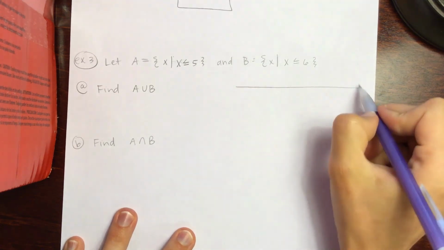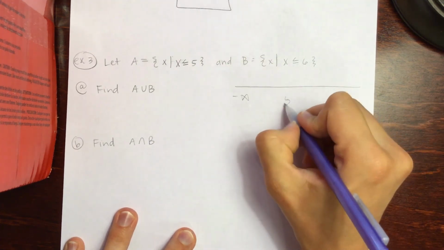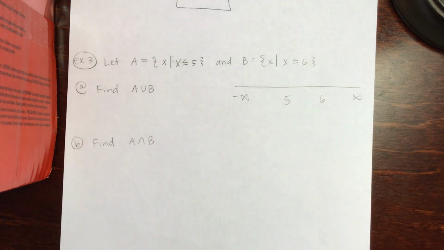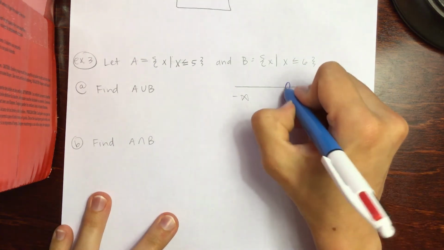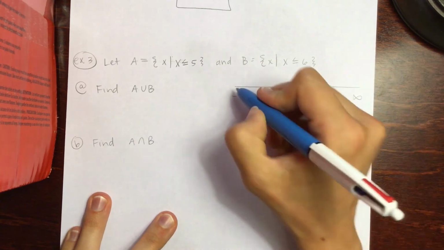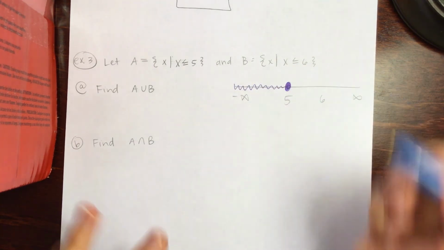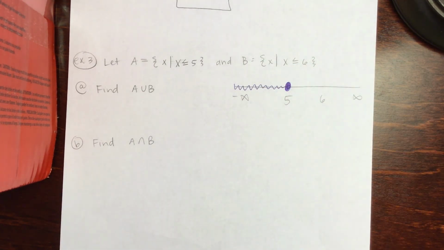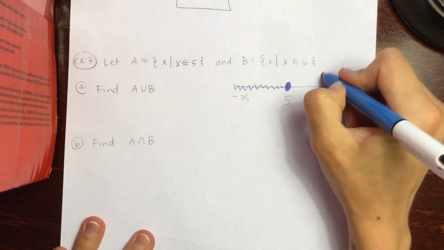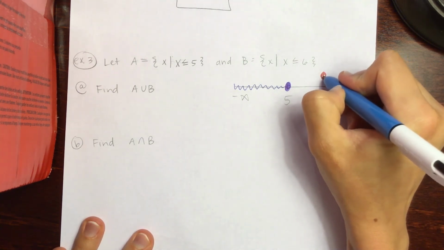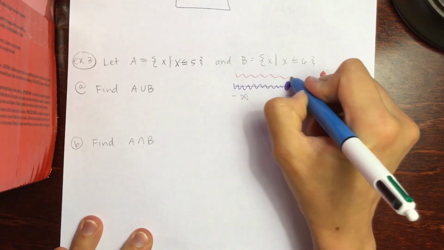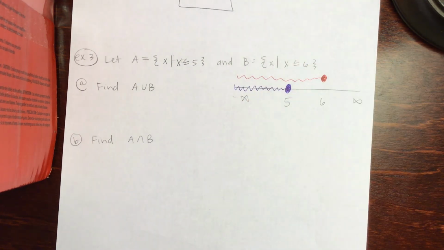Let's do one more example of that. I'm going to write my number line. I have the numbers 5 and 6. A is the set of x's where x is less than or equal to 5. So less than or equal to means closed-in dot, and less than, or more negative than 5. B is the set where x is less than or equal to 6. Less than is more negative, so shade in the negative direction, and it's or equal to, so I shade in my dot.